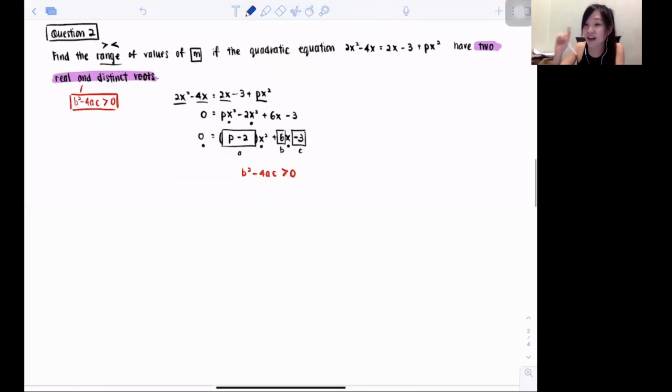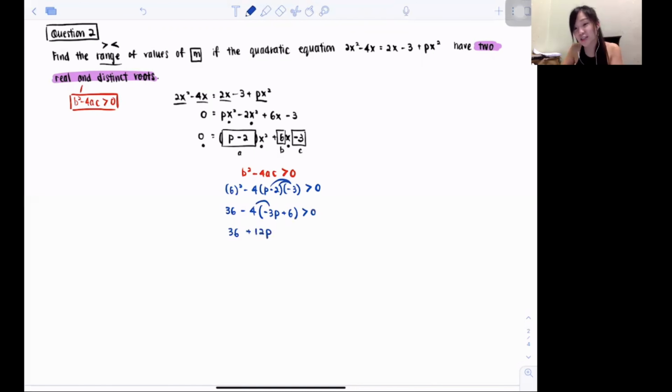So what can I do now? I can just substitute accordingly. My B is 6 squared minus 4, my A is p minus 2 and my C is -3, bigger than 0. So what should I do now? All I need to do is just expand it. So 6 squared is 36. I will expand the bracket first, yeah? -3 times p, -3p. Negative, positive. 2, 3, 6. Negative, positive. 4, 3, 12.